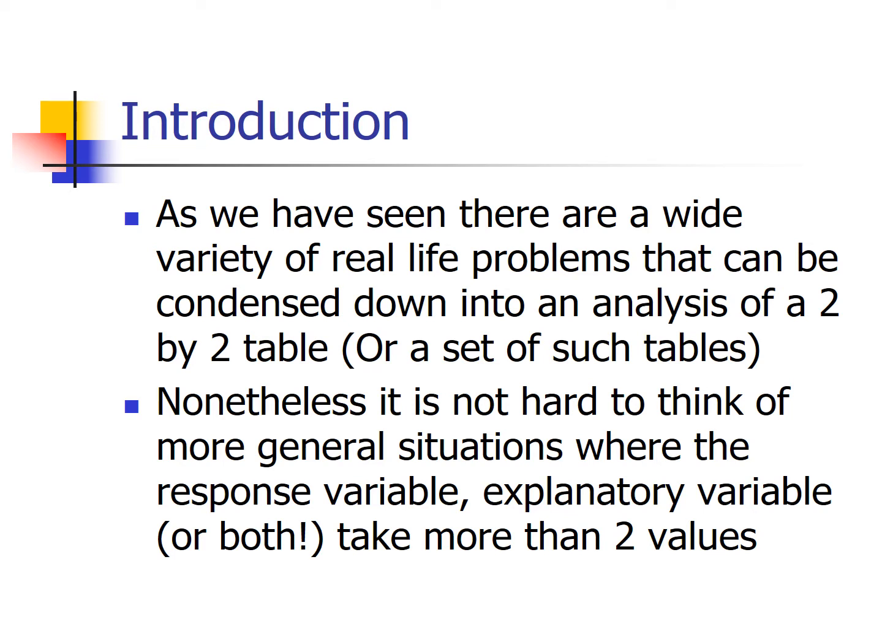All right, so as we've seen in the last 3 lectures, there is a perhaps surprisingly wide variety of real life, very interesting problems that can be conceptually compressed into an analysis of a 2x2 table, or perhaps, if we want to take confounding or stratification into account, a set of such tables. However, it's still not hard to imagine more general, more nuanced situations where the response variable, the explanatory variable, perhaps both variables, end up taking more than 2 values. That is, certainly it's not hard to imagine situations that extend beyond a 2x2 framework.